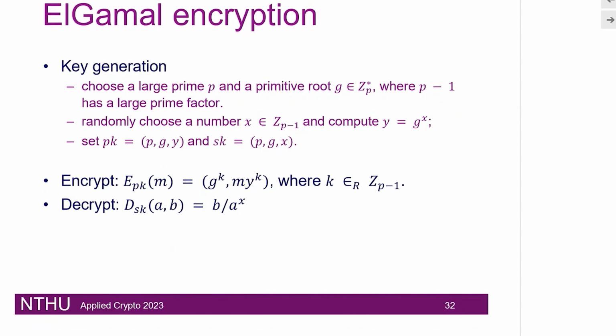It's very common. We go through the description, and then we go back and discuss how it works. The first thing first is that we have key generation. The first step is that we want to choose a prime p and a primitive group generator g where p minus 1 has a large prime factor. This is a little bit different prime than what we have generated before.